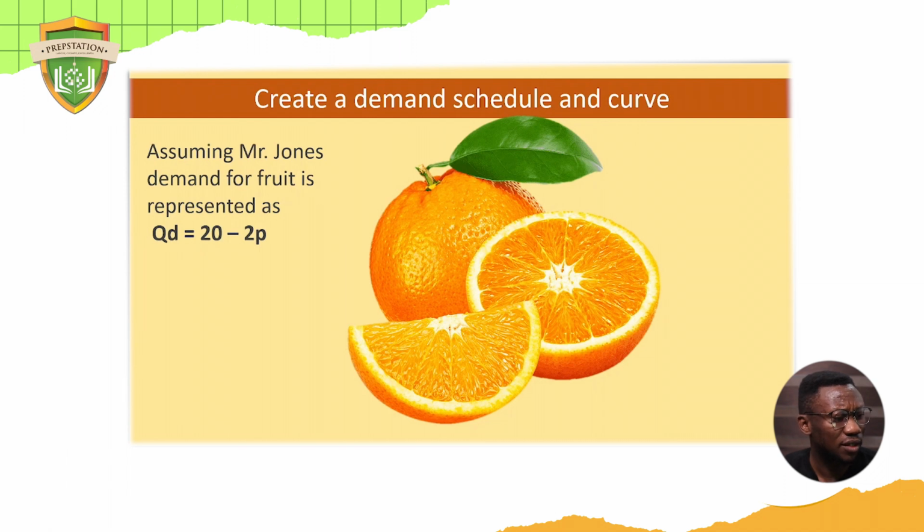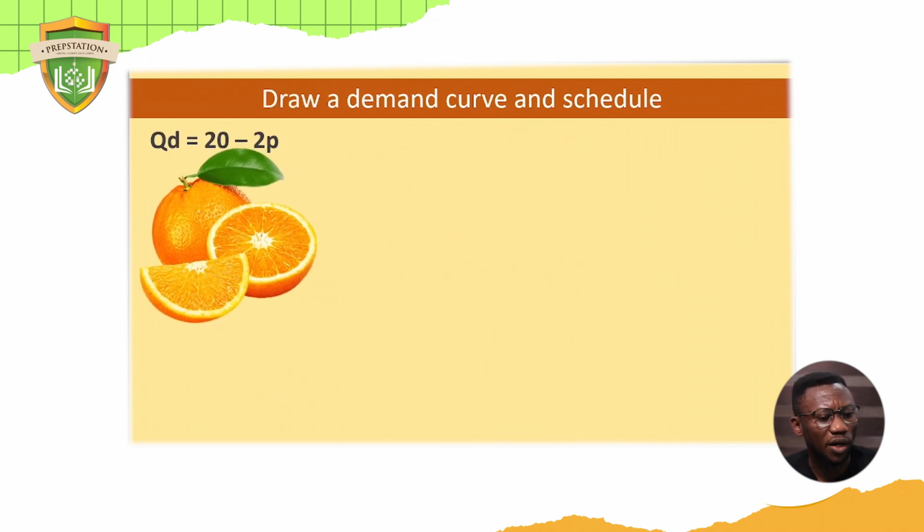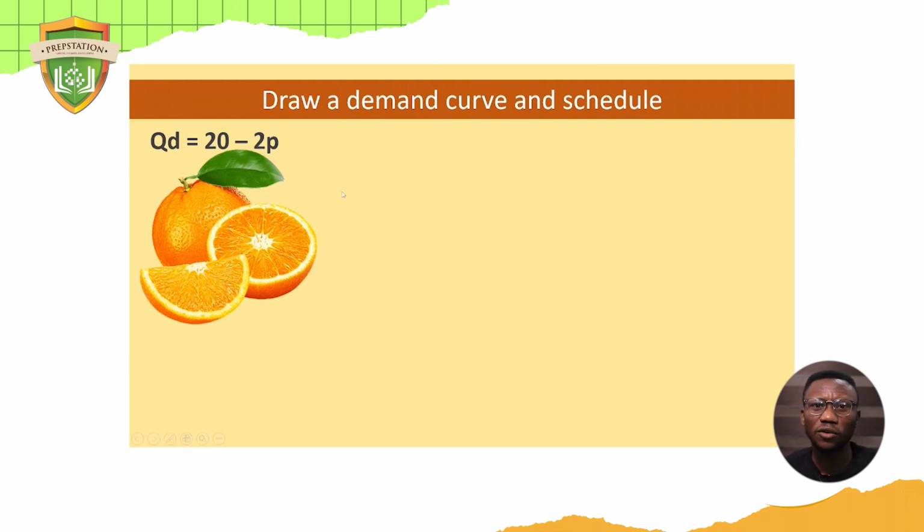Now this says, assuming Mr. Jones' demand for fruit is represented as QD equals 20 minus 2P. I know you might be thinking, okay, are we going to have this in reality? Yeah, we have it kind of, but this is just for us to understand this. So QD equals 20 minus 2P. So let us calculate a demand curve and a demand schedule. So we're going to calculate this now. So let us solve for a demand function.